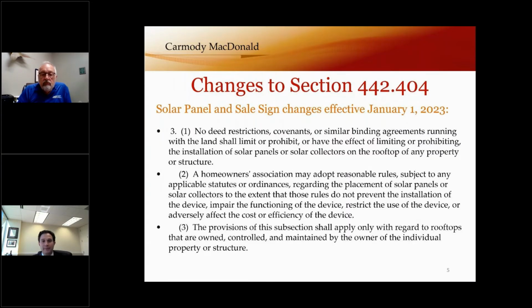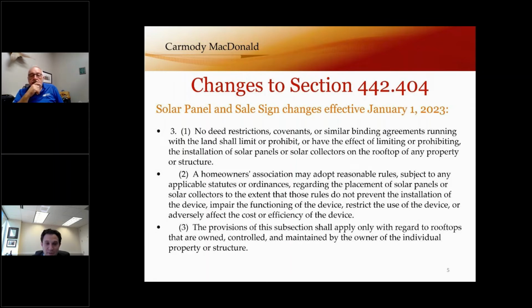So number three here is where we start to talk about solar panels, and it says that your deed restrictions, covenants, etc., your indenture can't have the effect. You can't limit or prohibit or have the effect of limiting or prohibiting the installation of solar panels or solar collectors on the rooftop of any property or structure. So important to note there is we're talking about the rooftop of a property or structure in a homeowners association, that roof being property that's owned by the individual owner.